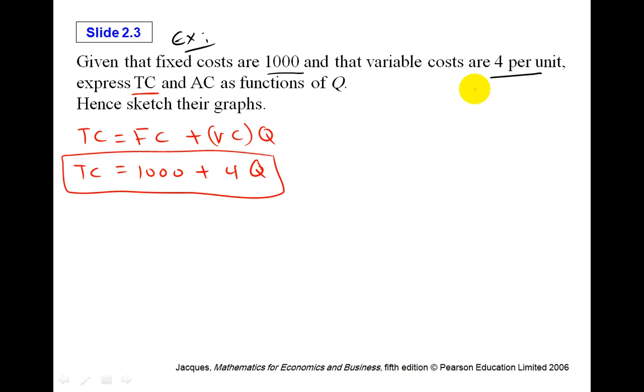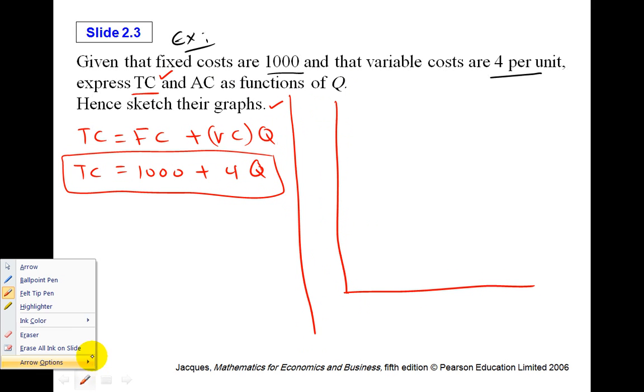By the way, here it's asking you to express TC as a function of Q. So total cost is as a function of here what? Q. The only variable that you have here is quantity, so we already have done this part. So now we're left with sketching the graph. Let's sketch the graph here.